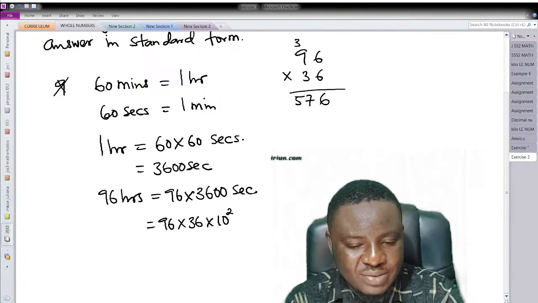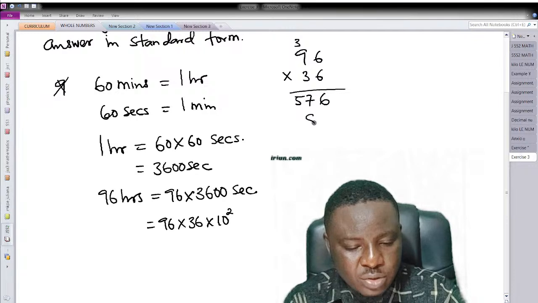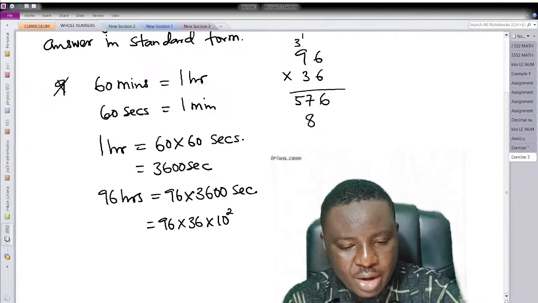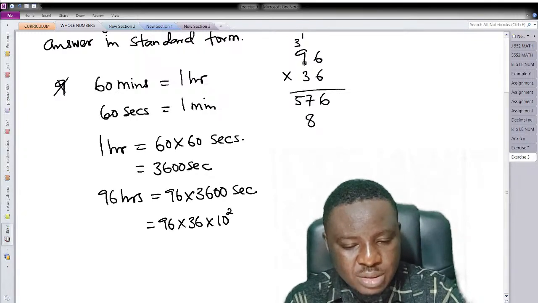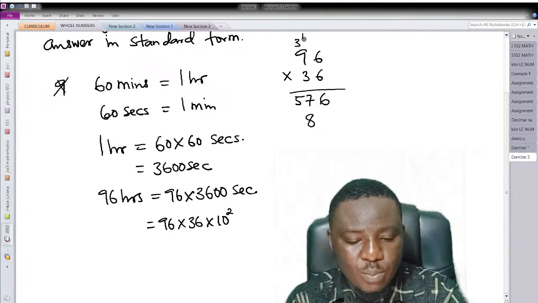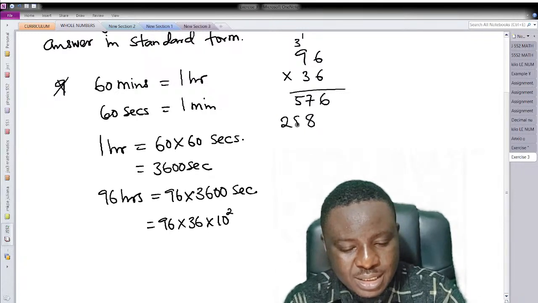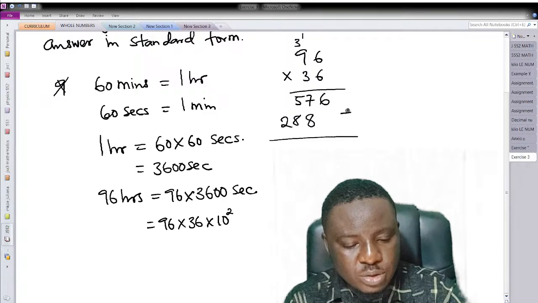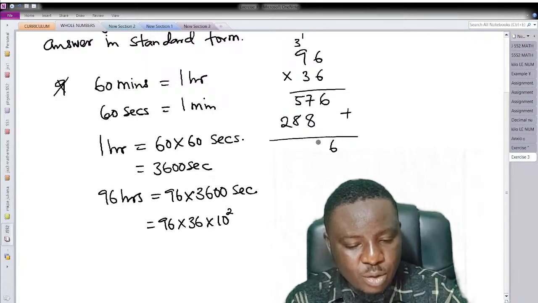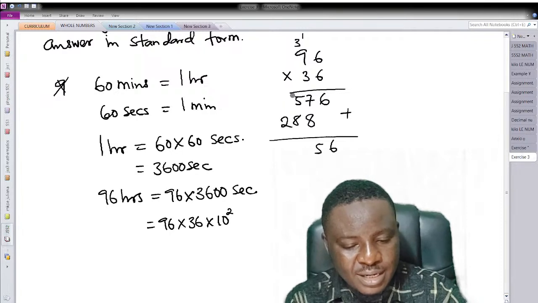Multiply 3 by 6 is 18. You write down 8 and carry 1. 3 times 9 is 27, plus 1 is 28. So adding both together, this gives us 6. 7 plus 8 is 15. Carry 1. This is 6.